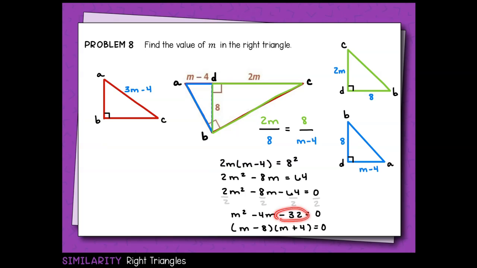I need two numbers that multiply to give negative 32 and add to give negative 4. That'll work out as negative 8 times positive 4. That gives us the negative 32. And the sum of negative 8 and positive 4 gives the negative 4.